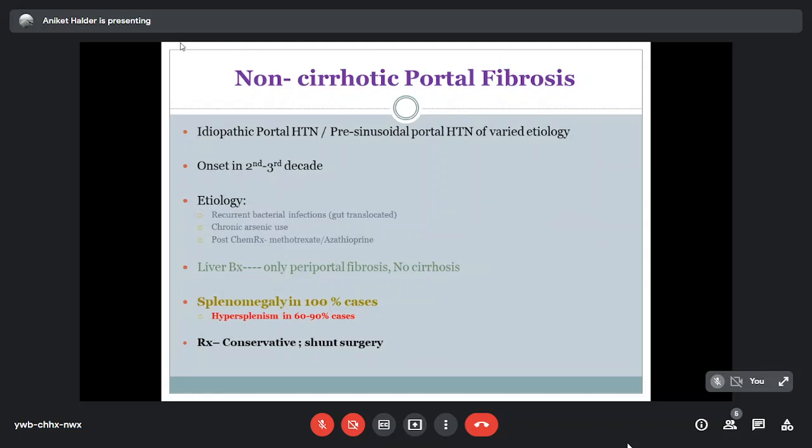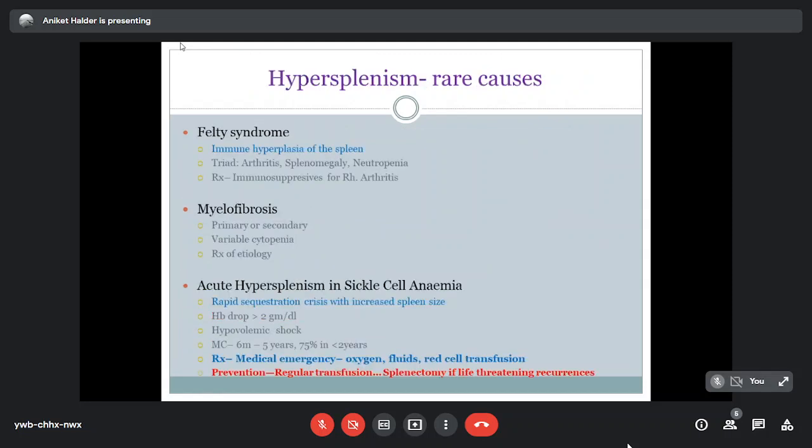There will be no cirrhosis, and hypersplenism is seen in about 60 to 90% of the cases of non-cirrhotic portal fibrosis, and splenomegaly is universally present in all cases of NCPF. Treatment is usually conservative or different surgeries. Some other rare causes of hypersplenism are mainly due to immune hyperplasia of the spleen, as seen in Felty syndrome, which is nothing but a triad of rheumatoid arthritis, splenomegaly, and neutropenia.